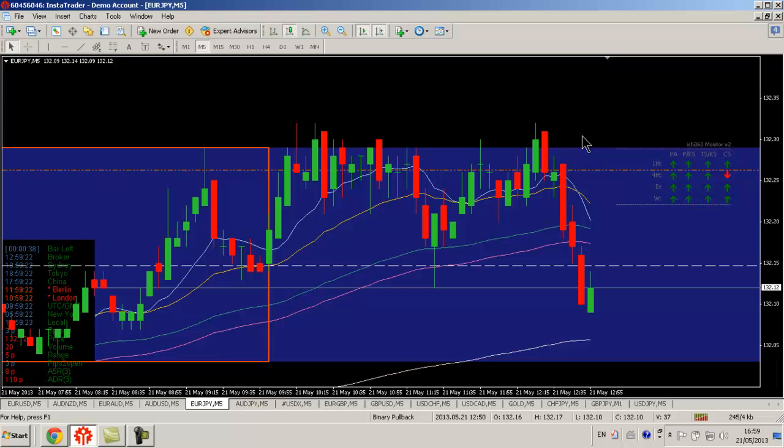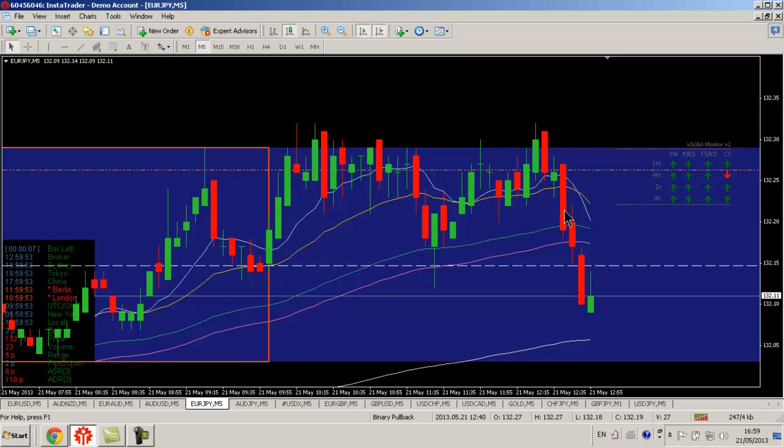Now, one other criteria is when you're counting these candles, anytime you have a doji, like that's a doji there, that's a doji. Those are candles that open and close at the same level. You can see that opened at 132.27 and closed at 132.27. That cancels your count. Cancels your count, you have to start again.